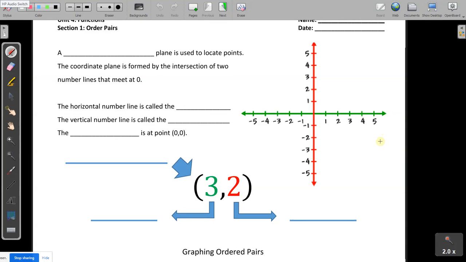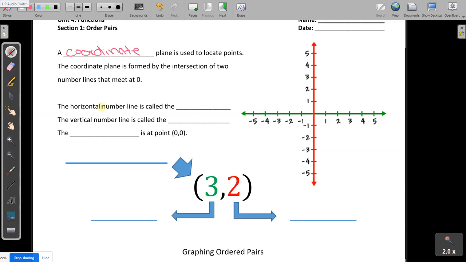Today, we're going to be looking in our first section of the new chapter of functions. So, today is on ordered pairs. A coordinate plane is used to locate points.